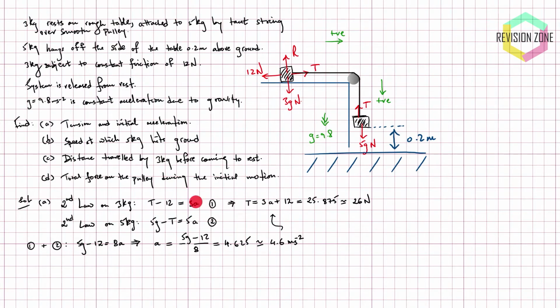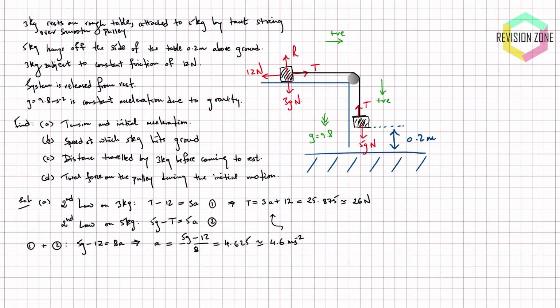So now that we have two equations, what we want to do is we want to solve them simultaneously. And in this case, we have a T in one of them and a minus T in the other. So we just add them. And upon adding them, the T's are going to cancel. And the left-hand side is going to give me 5g minus 12. Okay. And the right-hand side is going to give me 3a plus 5a, which is 8a. And so there's only one unknown here, which is a. g is a number. So we rearrange this. We divide both sides by 8, and we get a to be (5g minus 12) over 8, which is 4.625, but we sort of write it to one decimal place or two significant figures.